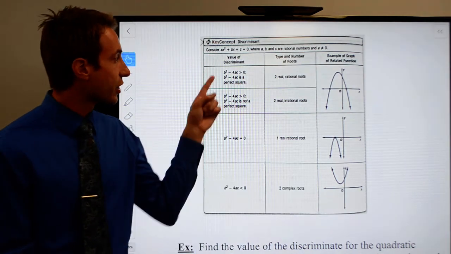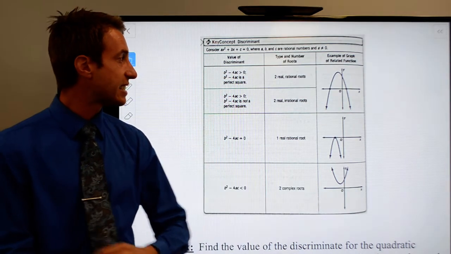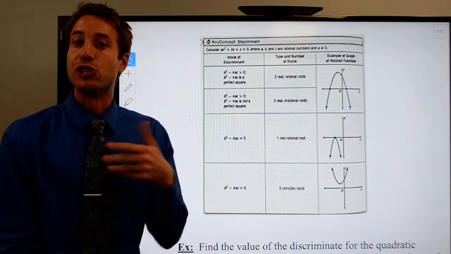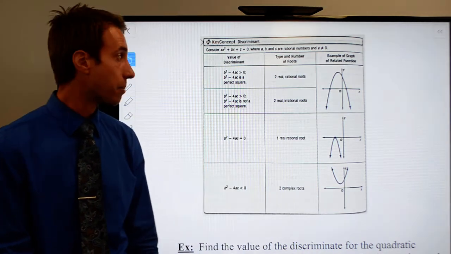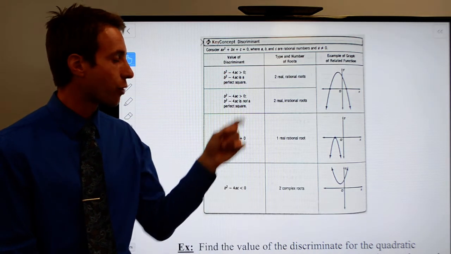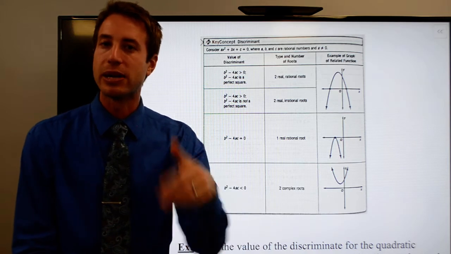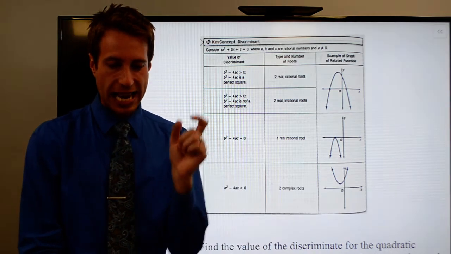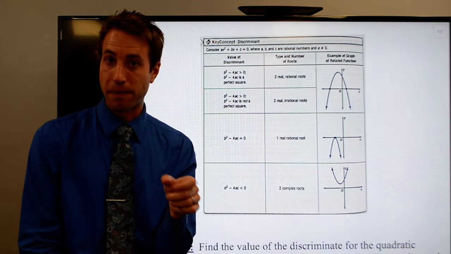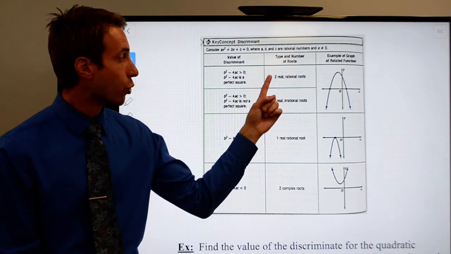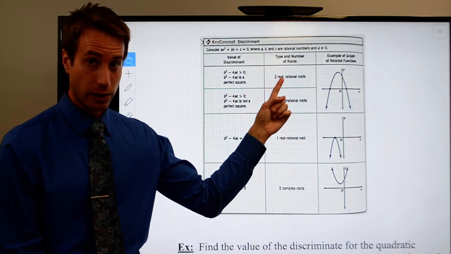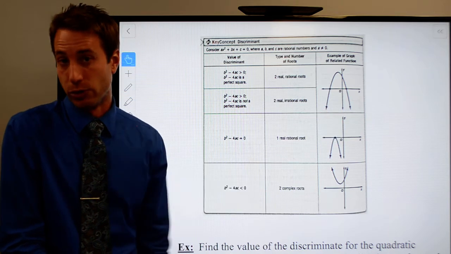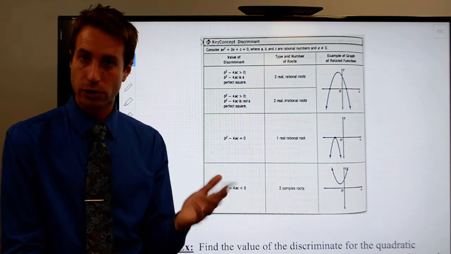You are going to calculate b squared minus 4ac, and the first option is you get a positive number. So you plug in b squared minus 4ac, I don't care what the number is, but it comes out to be positive. Now, if that positive number is a perfect square, you're going to get two real rational roots. They're going to be rational numbers, and you'll get two of them.